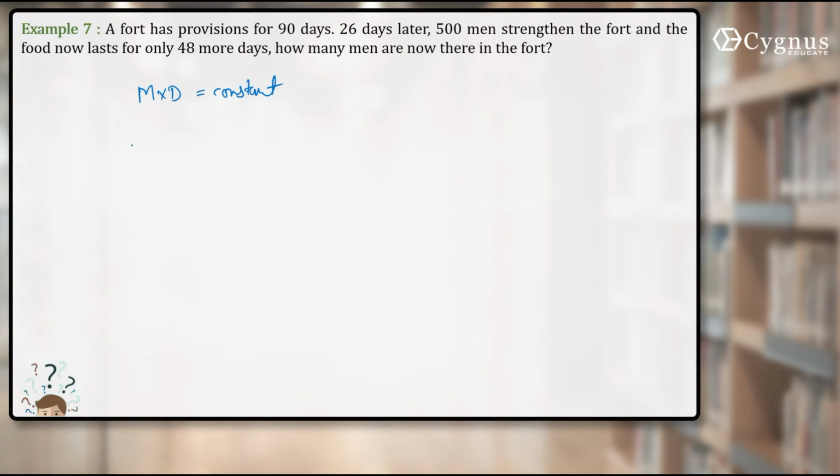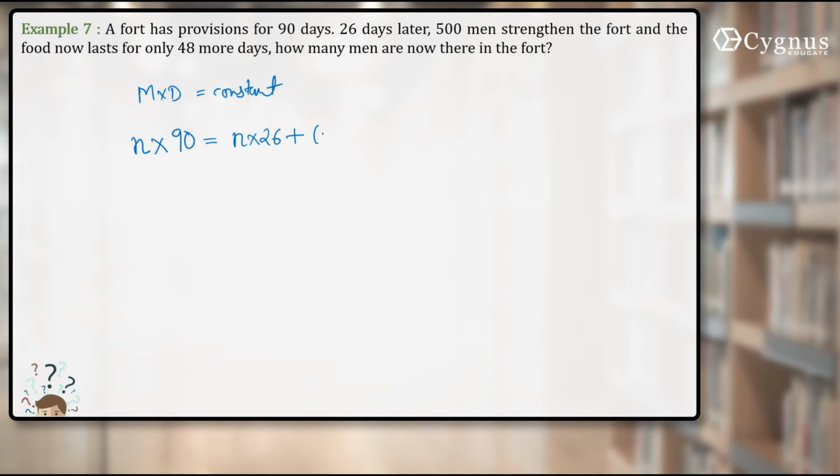Now, initially, how many men were there? I take it equal to n. The food will last for how many days? 90. So men are n, days are 90. N people can have food for 90 days. They started it, they had the food for how many days? 26. So I got n into 26 here.